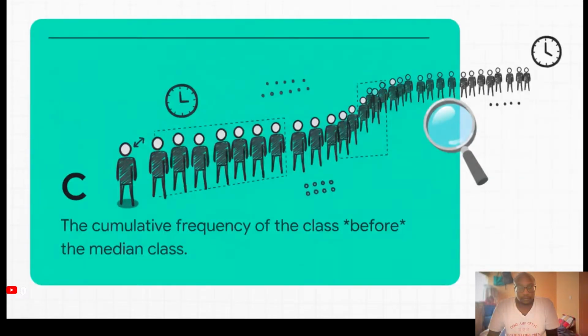All right, now for C. This stands for cumulative frequency. But here's the important part. It's for the class that comes right before our median class. This number tells us how many students we've already counted before we even get to the median's group. It's kind of like knowing how many people are already in line ahead of you.